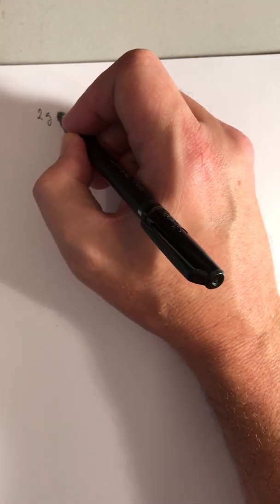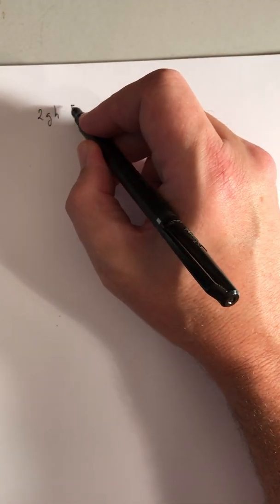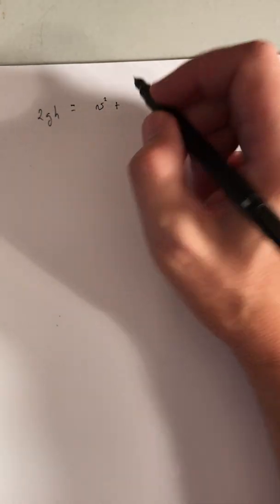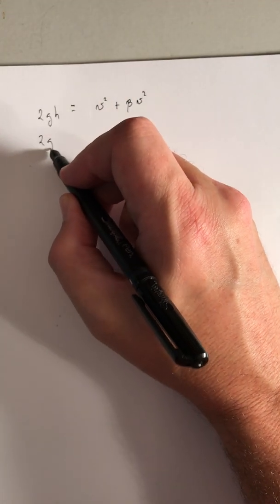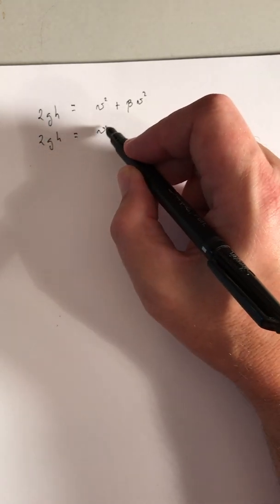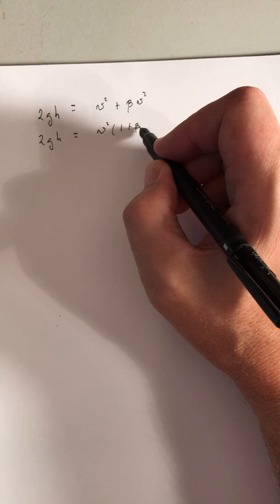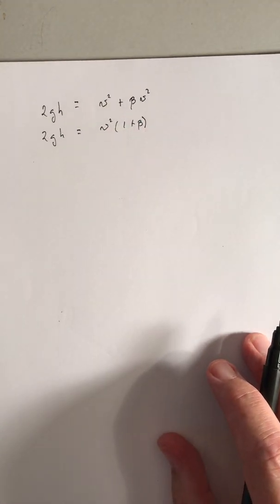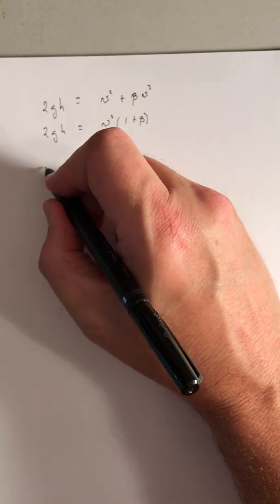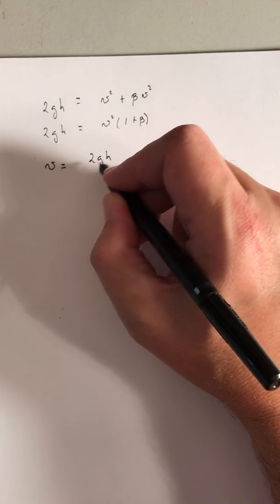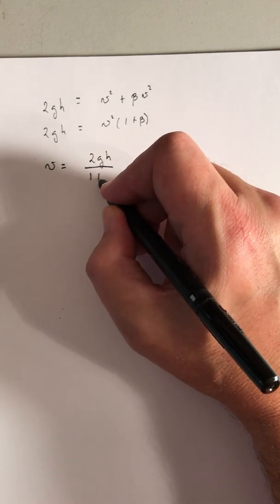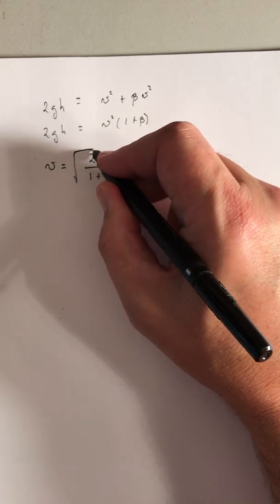So everything had a common factor of 2. I'm going to pull that out to the left-hand side. So I have 2gh is going to equal v squared plus beta v squared, which I can rewrite as speed squared times 1 plus beta. So then I solve for v. V is going to be our familiar answer of 2gh, but now it's divided by 1 plus beta. That's all square root.